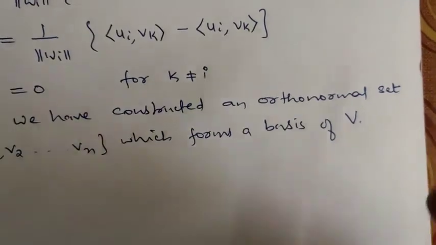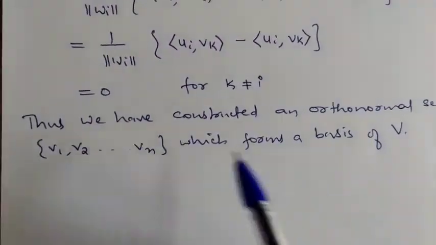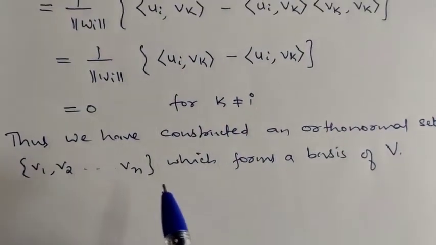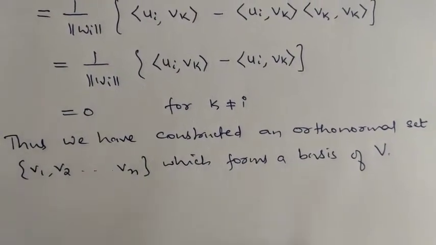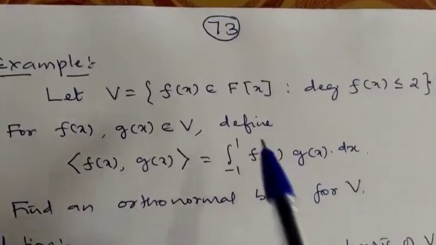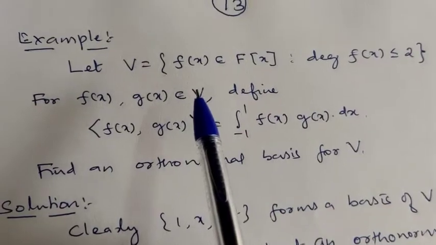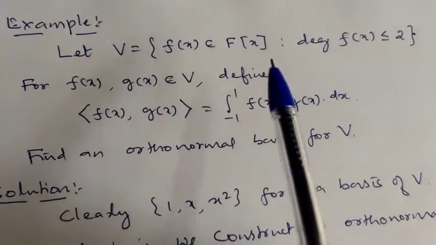So, from the ordinary set of basis elements of an inner product space, we have constructed the orthonormal basis. The process is here the Gram-Schmidt orthogonalization process. Let us take up the example to construct the orthonormal basis.